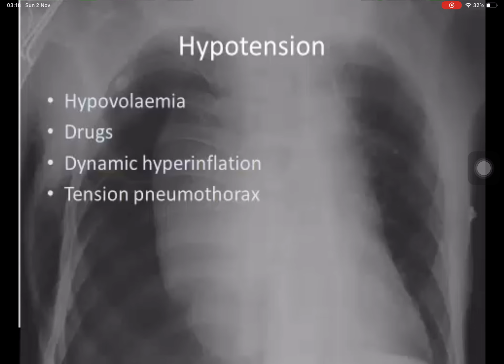Finally, always consider the possibility of tension pneumothorax. Although this is a relatively rare cause of hypotension following the initiation of mechanical ventilation, it's important not to miss this diagnosis as it is both life-threatening and easily treated by needle thoracostomy.